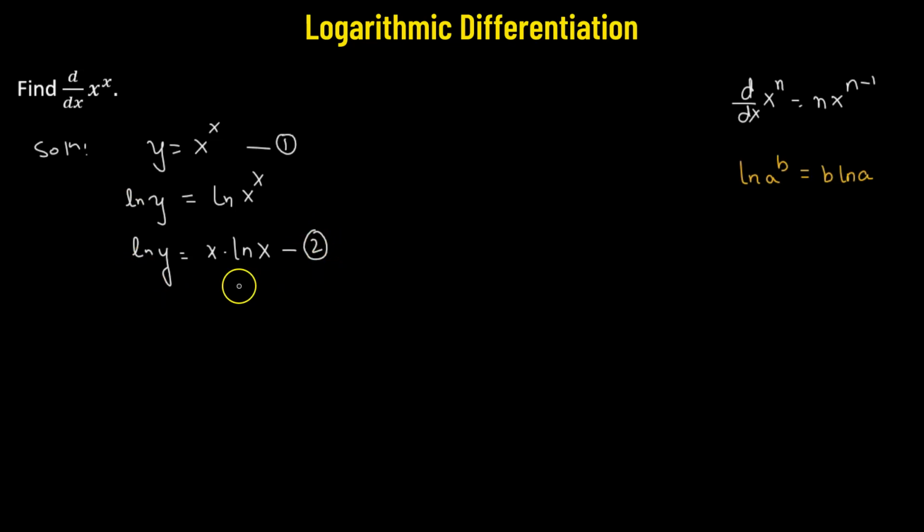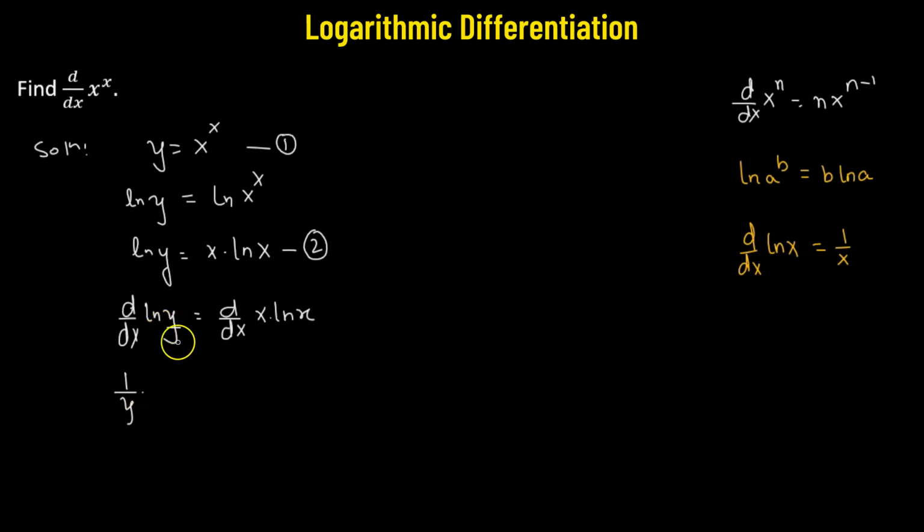Now let's take the derivative of equation number 2 on both sides with respect to x. So we have the derivative with respect to x of natural log of y, which will be equal to the derivative with respect to x of x times natural log of x. Now, we know that the derivative of the logarithmic function is given by 1 over x. But here in our case we have log of y, so we will have 1 over y, and since there's a y instead of an x here, we will multiply it by the derivative with respect to x of y. So this is the chain rule.